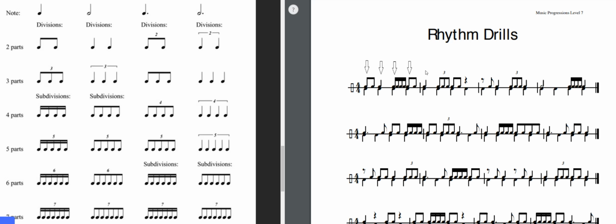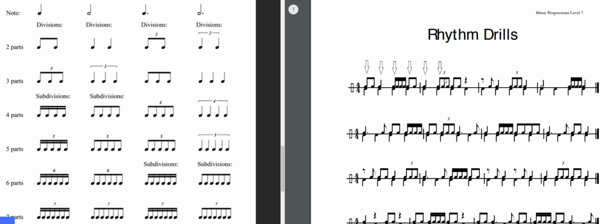The downbeat's going to be the very first note, or rest. But in this case, it's a note. Right? Quarter note equals a quarter note. That's pretty simple. The next beat is going to go right here. Now here we have a triplet.